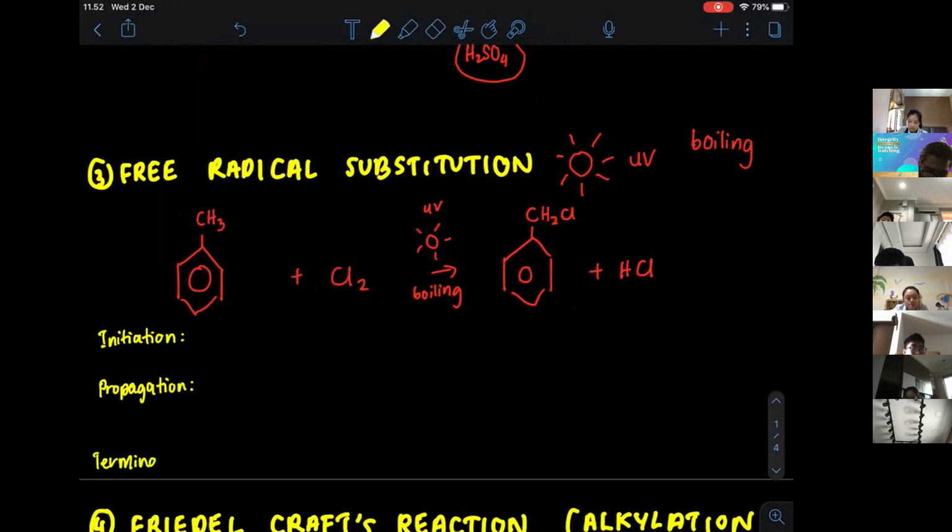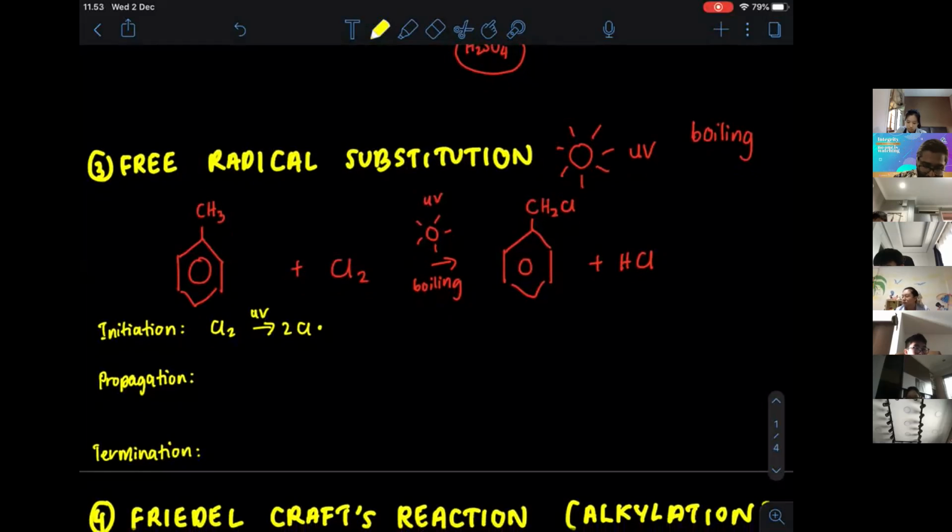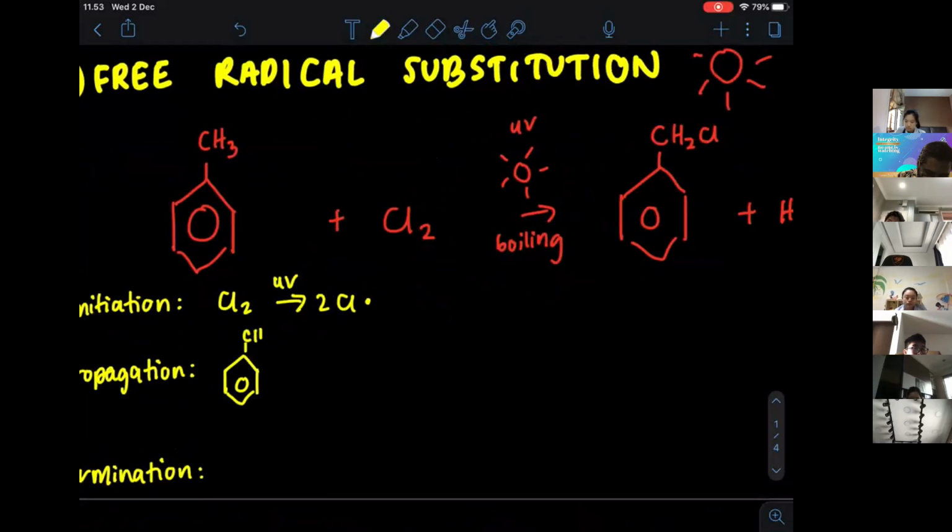I will just write down the mechanism for this reaction. Let's say one hydrogen is being substituted. So the initiation is Cl2 to give you 2 Cl dot. These free radicals are formed in the presence of UV light, and homolytic fission happens. Propagation is where you have methyl benzene, a neutral molecule, reacting with a free radical. It always works like that.